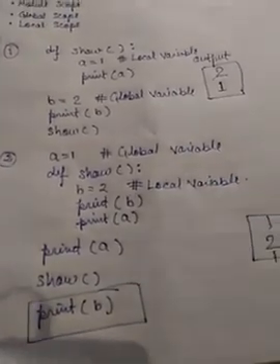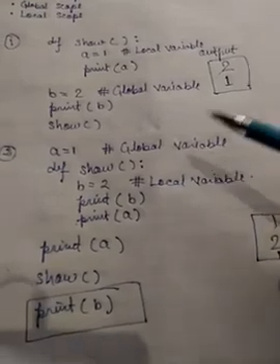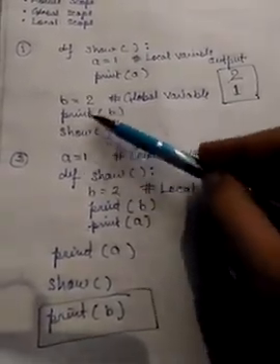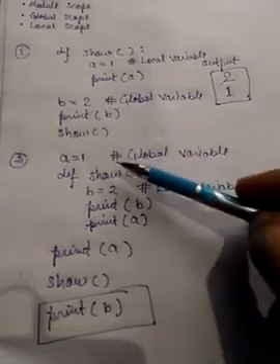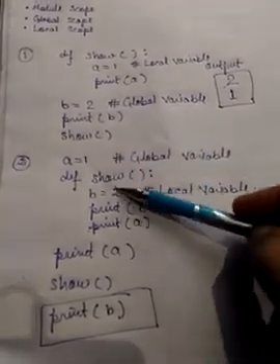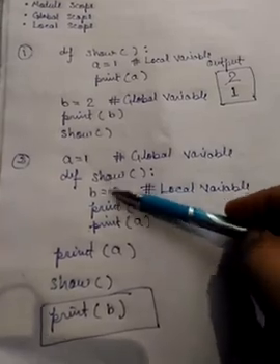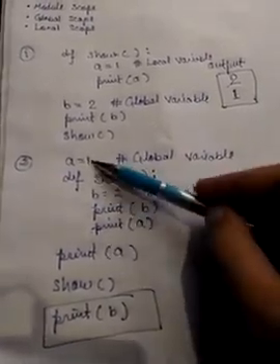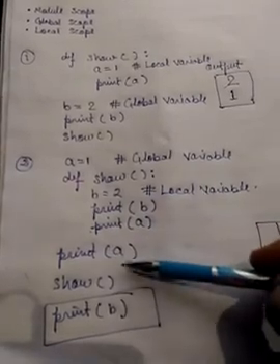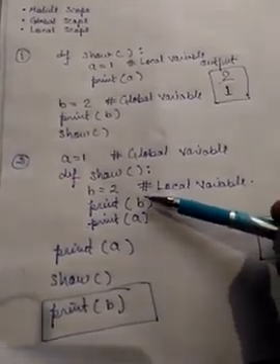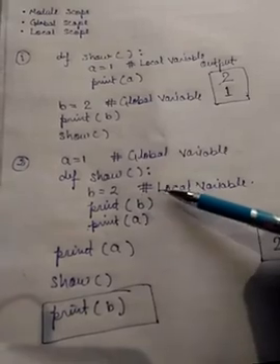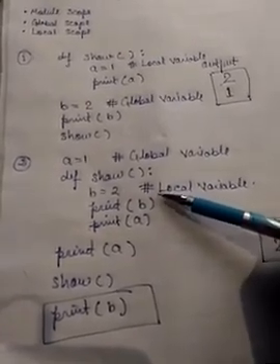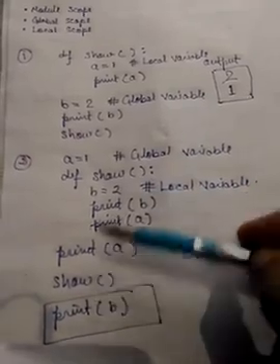So again I am repeating, global variables are those variables which are declared above all the functions or in the main program. Global variables are accessible in all the functions, that is A is accessible in this function also and A is accessible in the main program also. Local variables are those variables which are declared specifically within a function. Local variables are not accessible beyond that function in which they are declared.